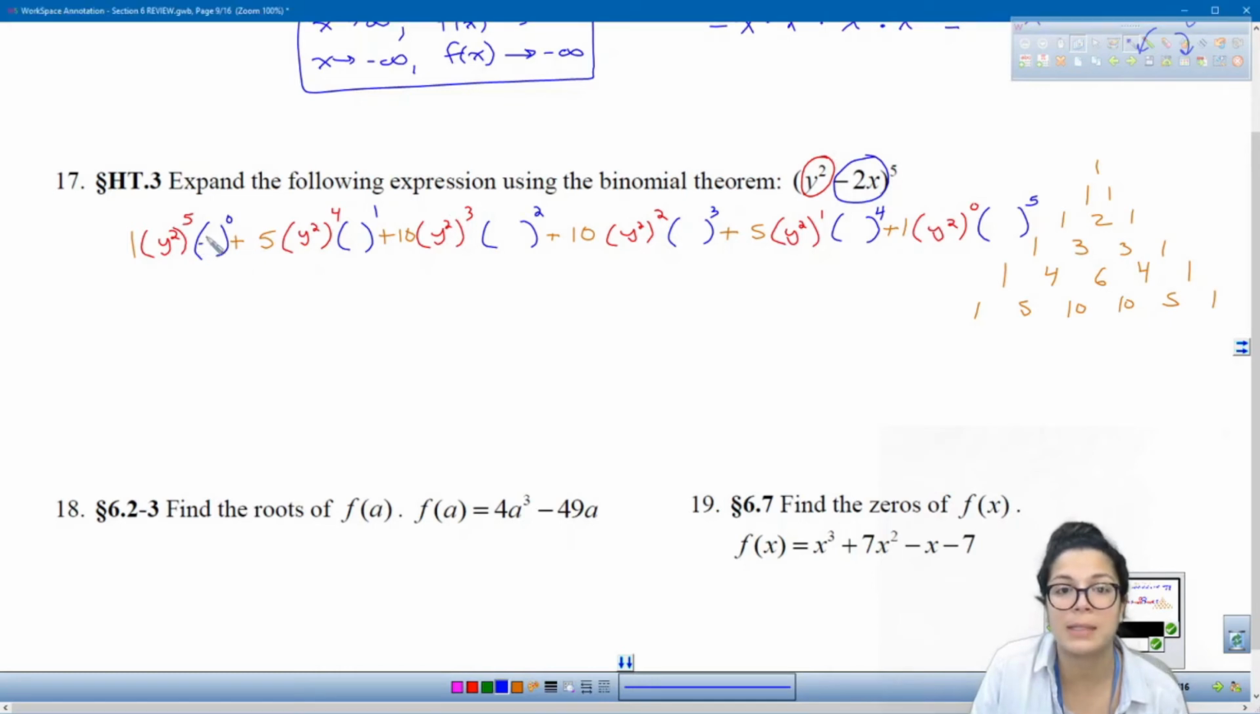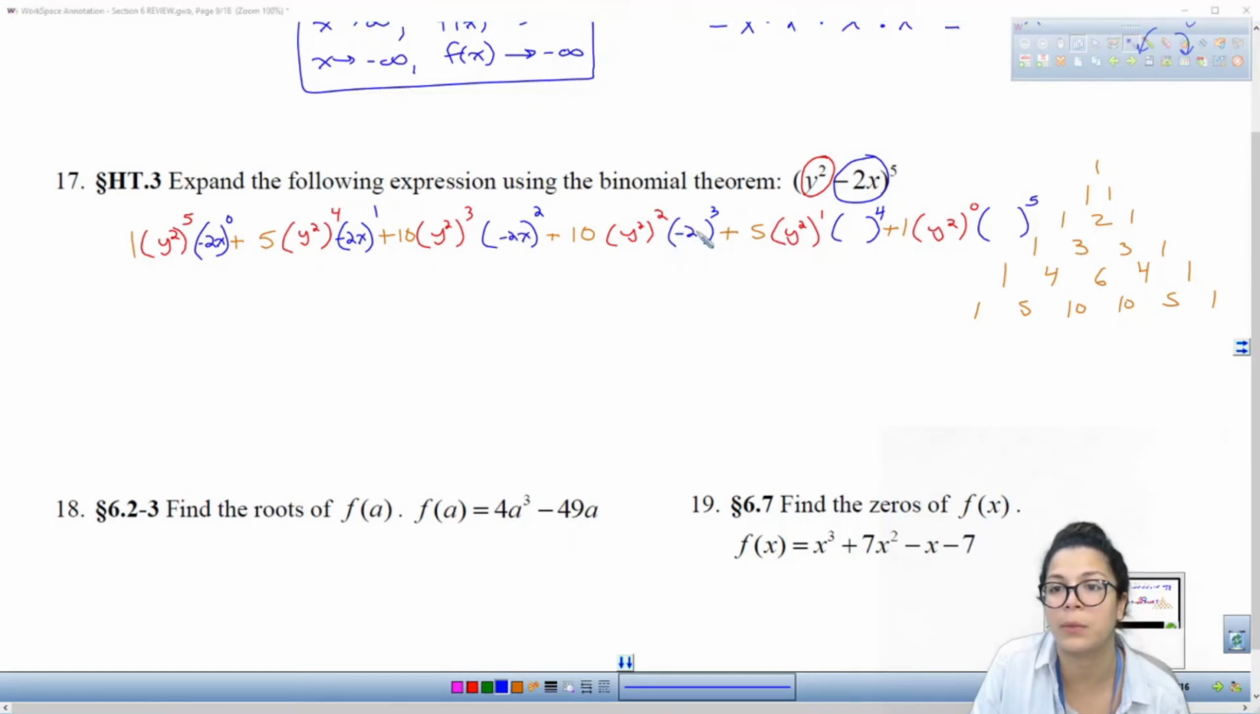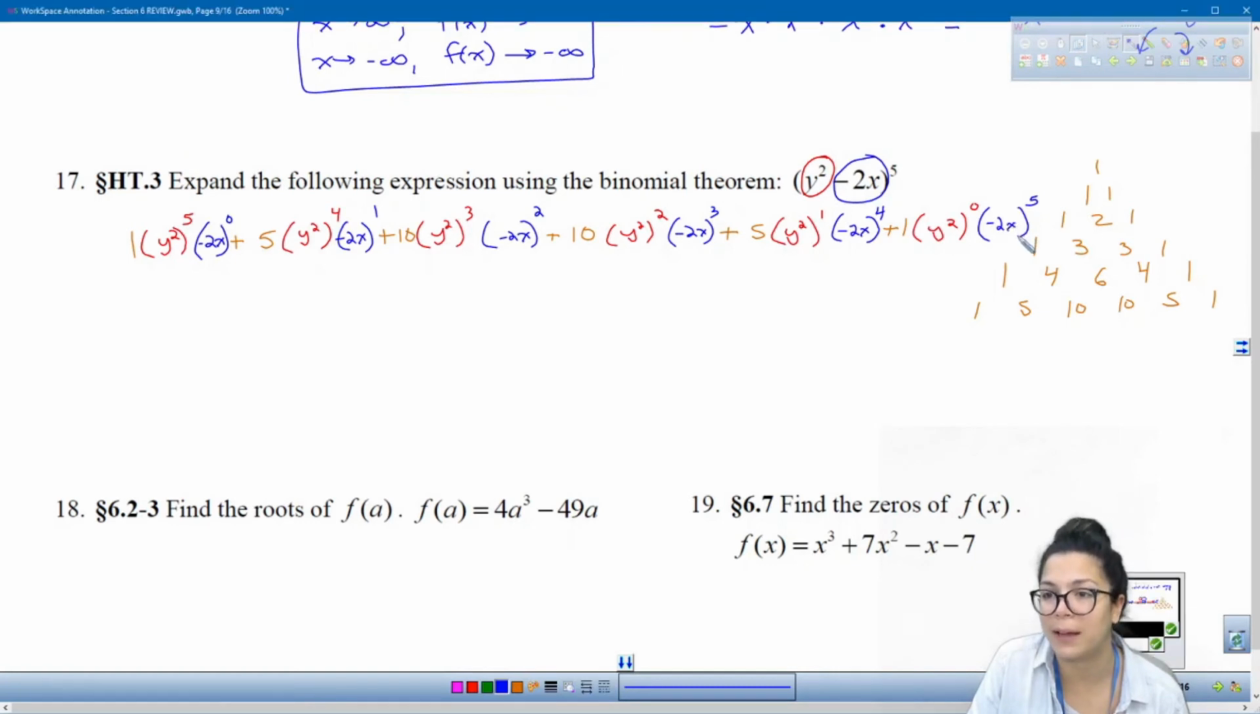So that second term is negative 2x. So negative 2x to the power 0, negative 2x to the power 1, negative 2x to the power 2, negative 2x to the power 3, negative 2x to the power 4, and negative 2x to the power 5. Now, we need to simplify each of these. I like to simplify by term.